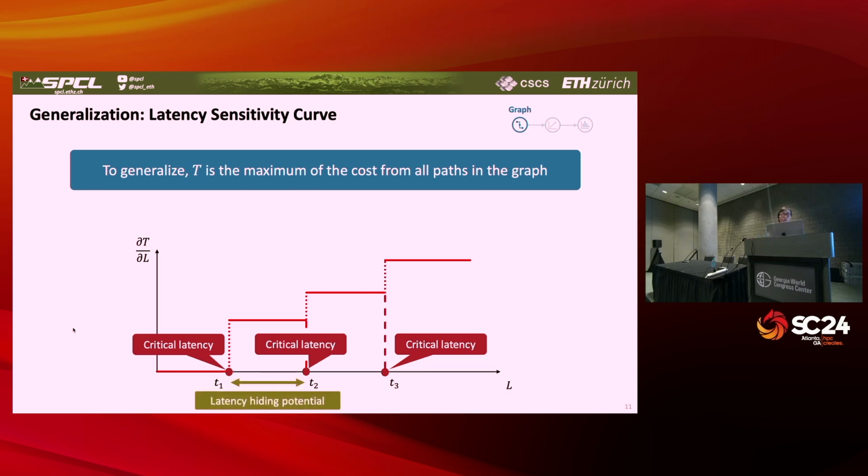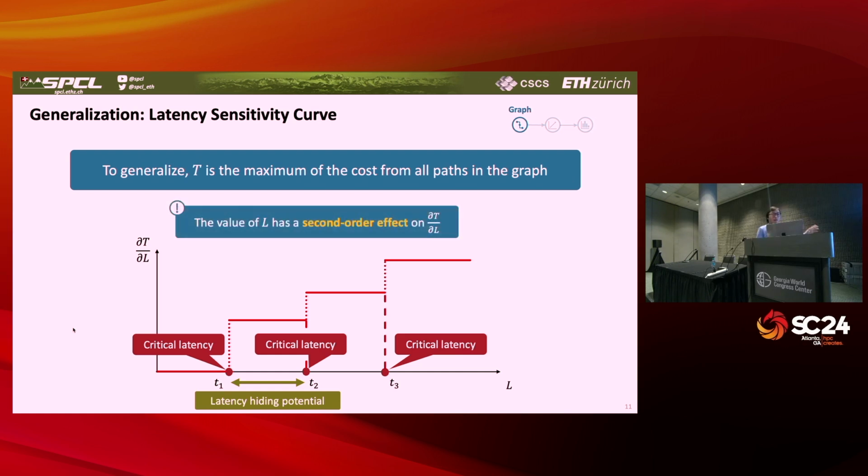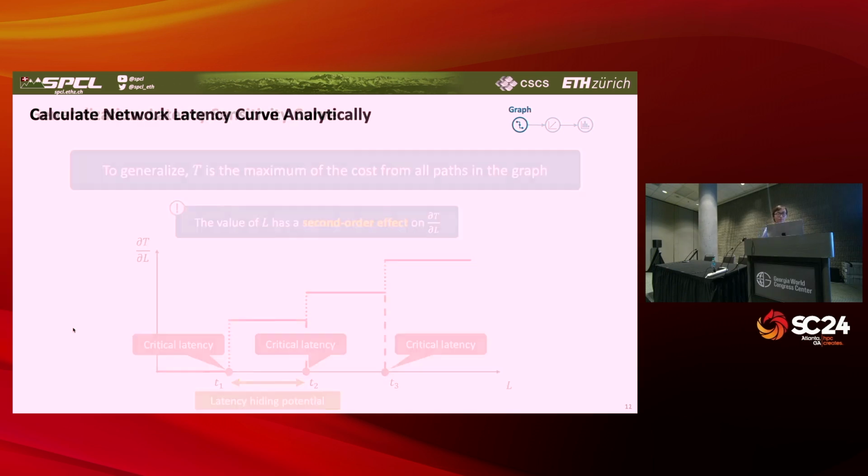So this curve is important because it shows us all the latency hiding potential in an application, right? Because intuitively, the larger the distance between the critical latencies, the higher the potential for the application to hide its latency. So now we also notice that the value of L, the natural latency, has a second order effect on this sensitivity, because as L gets larger, this application also becomes more sensitive to it.